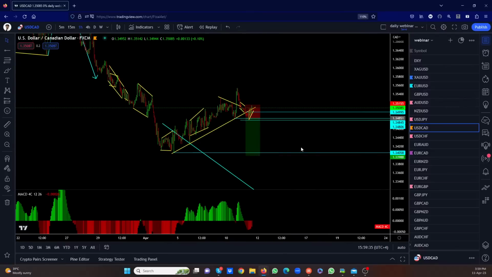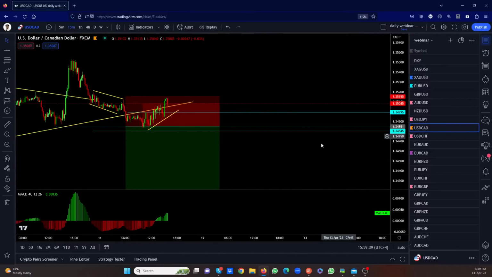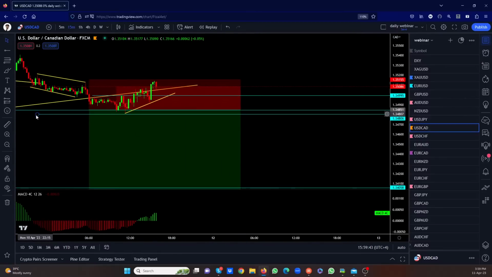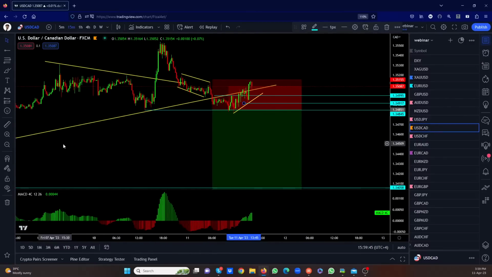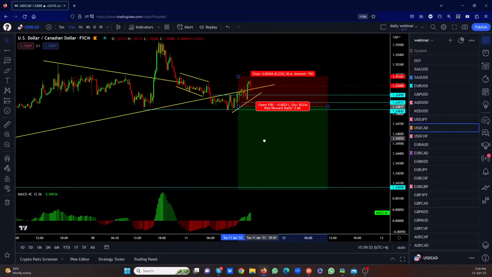Now, if it breaks above the top, I'll change the stop. I will not only change the stop, I'll change the entry as well. The entry for this one here right now should go to this level. And the stop shouldn't be here. The stop should be above here. Right? This is a new one. So I'll show you what this trade would look like.